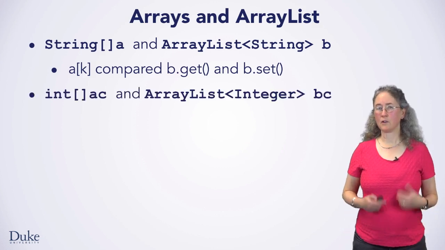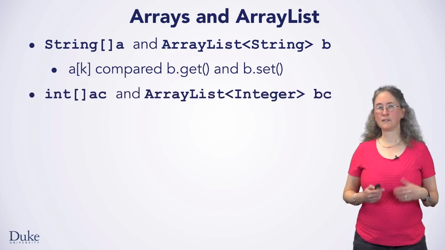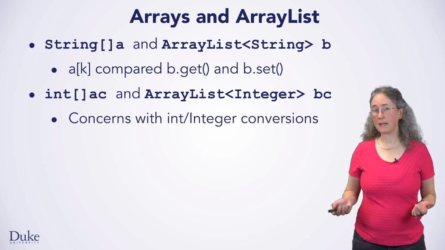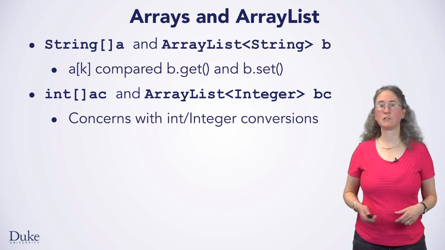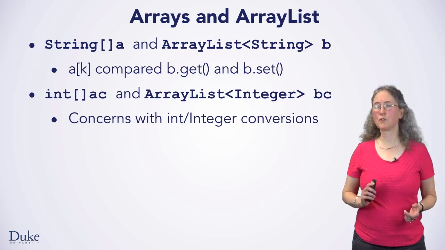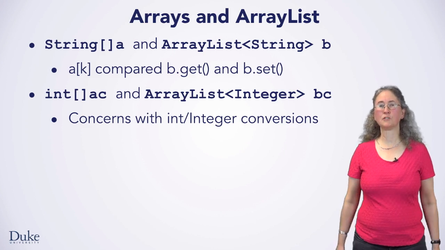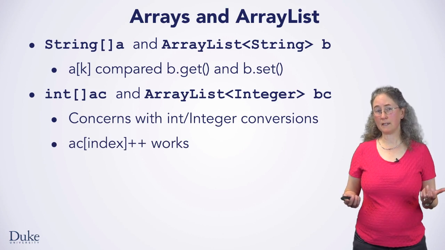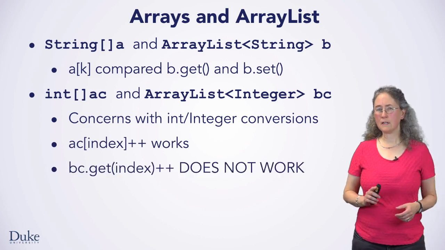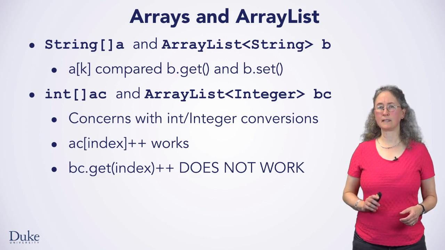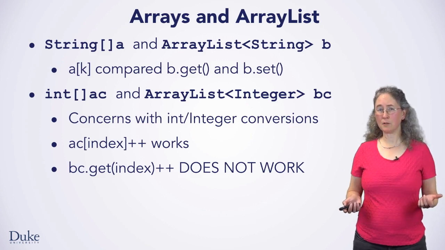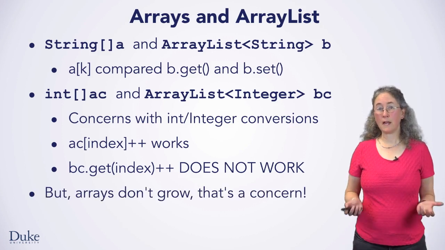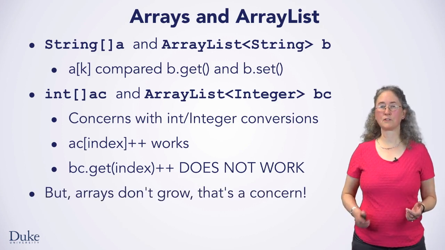With int values, arrays often have more benefits in some ways than ArrayLists do. Although most conversions between int and Integer happen automatically, occasionally these conversions can lead to hard-to-find bugs if you don't have a thorough understanding of how the int and Integer conversion works. It's easy to increment the value in an array given the index. However, in an ArrayList, you have to call .get and .set, since the code to simply increment the result returned by .get does not work. However, arrays don't grow, and that's a really large concern.